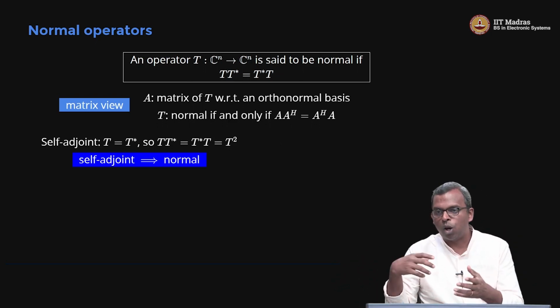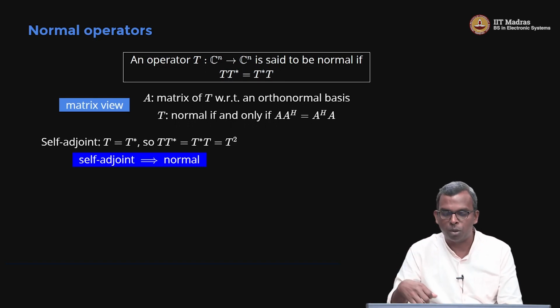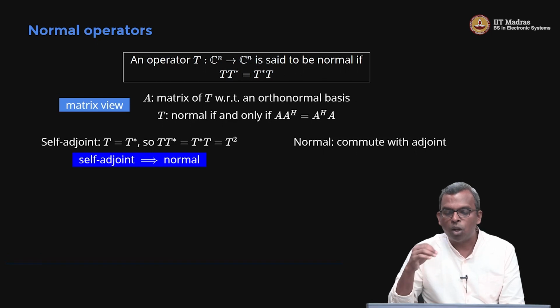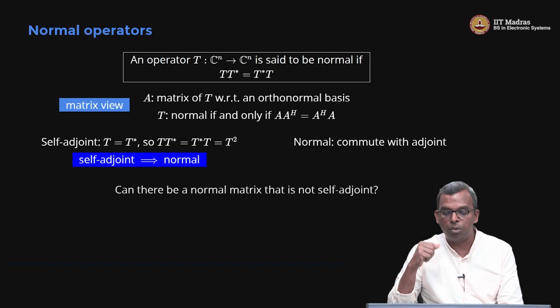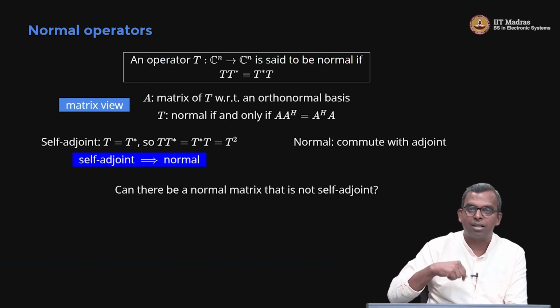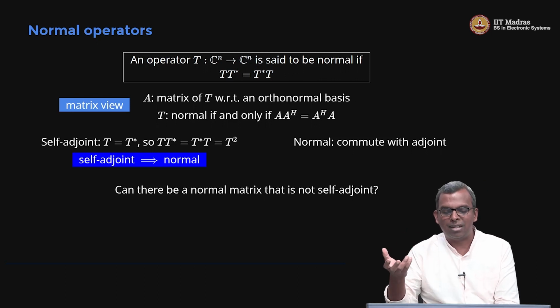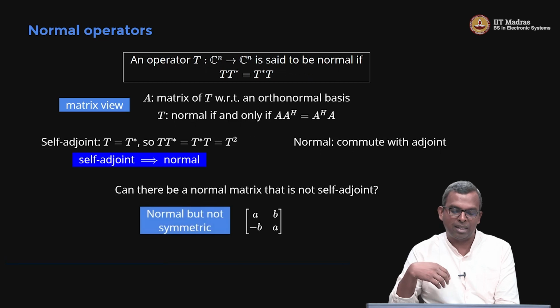So, a lot of properties of self-adjoint operators will also generalize, but sometimes some properties will not be true. So, in normal we relax the constraint. It need not be self-adjoint, but it has to commute with its adjoint. So, the question that one may ask is, can there be a normal matrix that is not self-adjoint? If you do not have T equals T star, but it will still be normal. Yes, we have seen examples before.